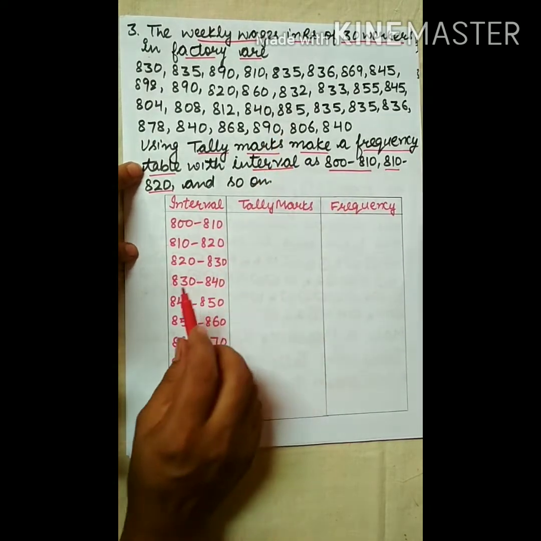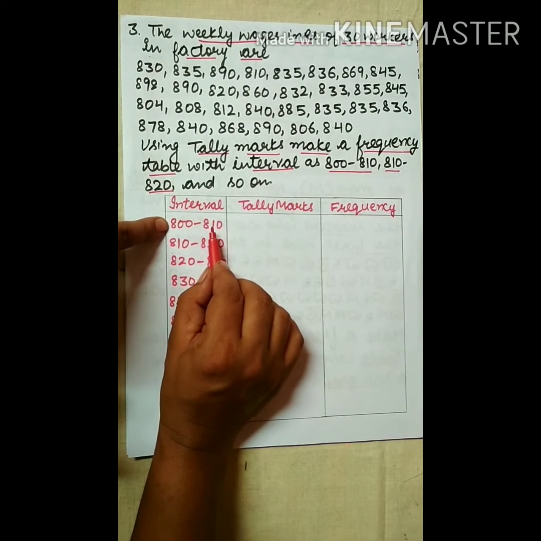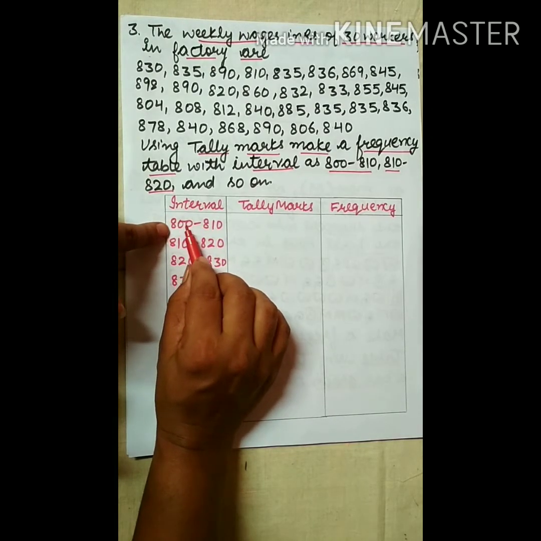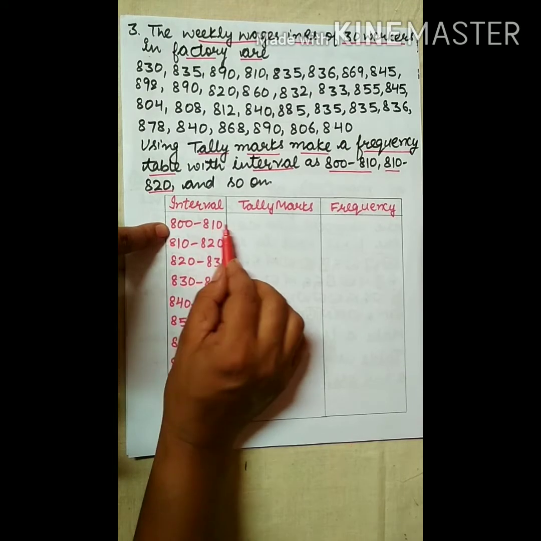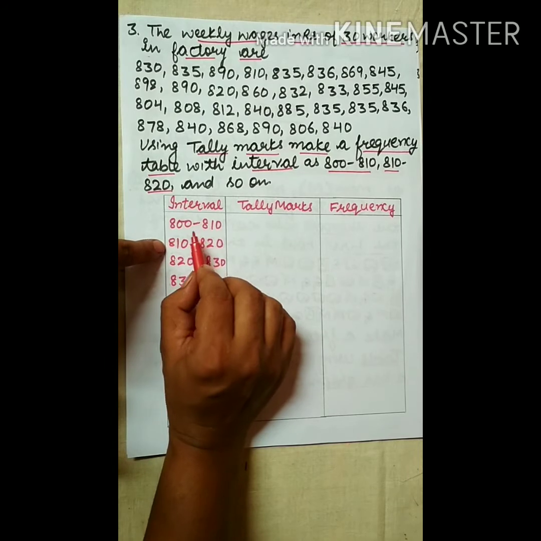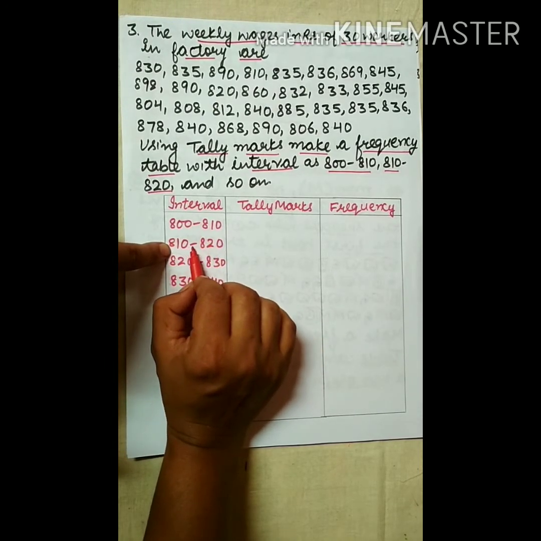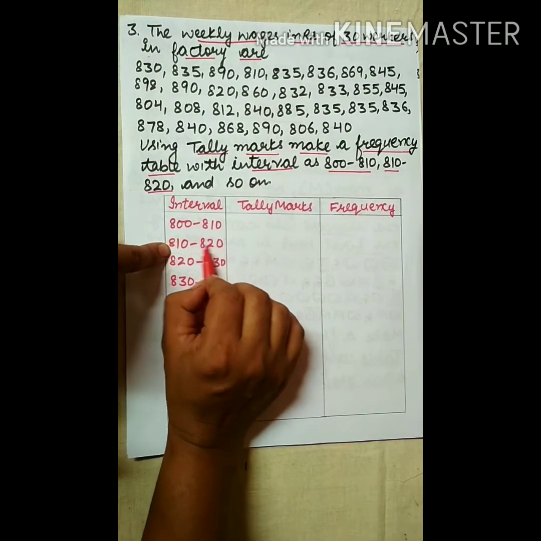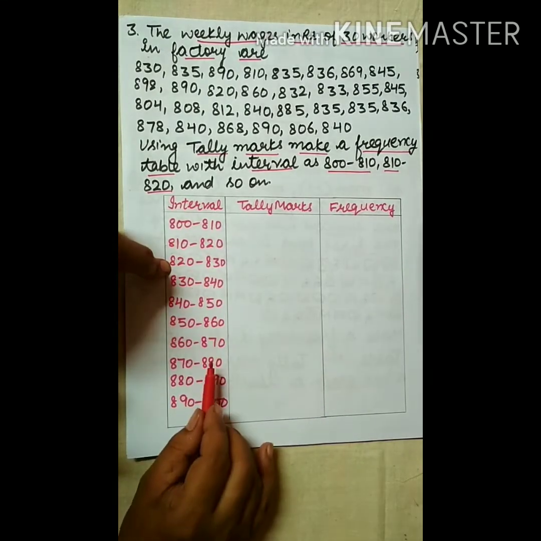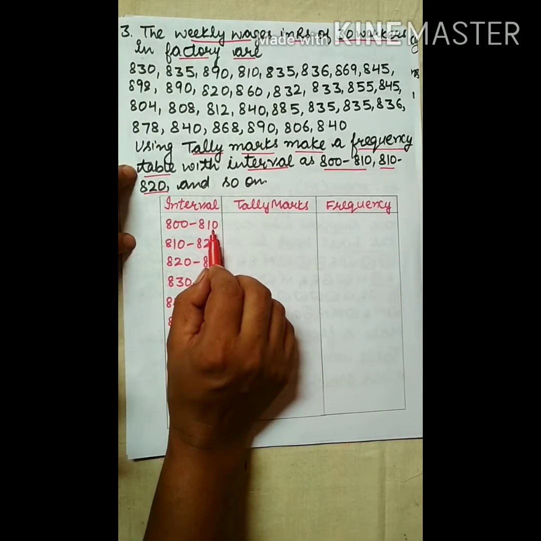So now I will count the number of entries between 800 to 810. Students, make sure always we will count from 800 to 809. We will not include 810 in this interval. We will include 810 in the next interval. As here is 820, we will count till 819, not 820. 820 will be counted in the next interval. In this way, the upper limit will not be counted in this interval. That will always be counted in the next interval.